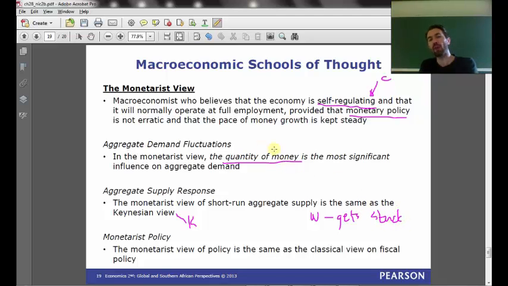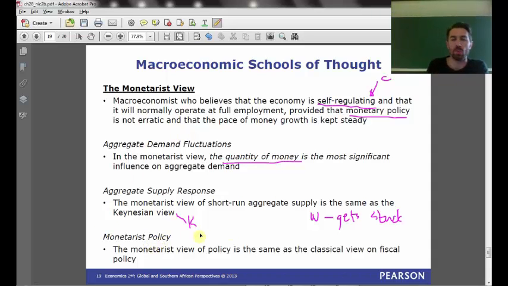So if you've got erratic money supply shifting aggregate demand back and forth, but your nominal wages are getting stuck, then you're going to be away from full employment. As long as your money supply is erratic, you're going to have erratic employment. You're going to be all over the place with your employment. You won't be at full employment, right? That's the monetarist view. So what do you think the monetarist policy response would be?